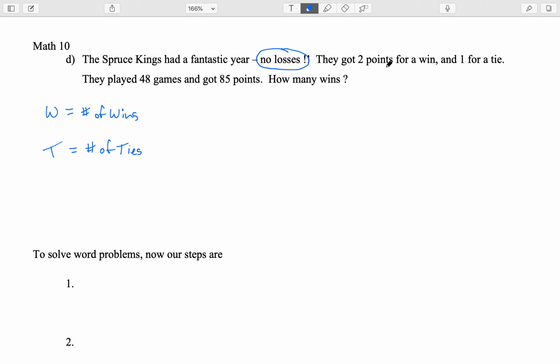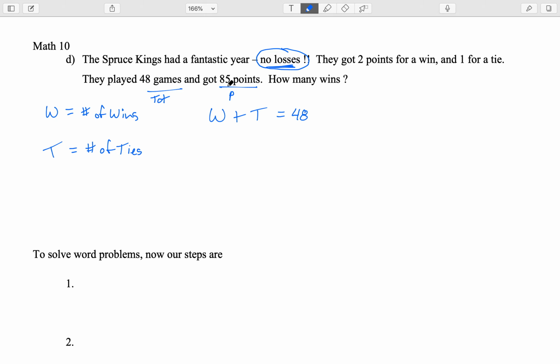It says they got 2 points. Oh, hang on. No losses, 2 points for a win, 1 for a tie. So that's the number of points, and there was 85 points. So I should just go wins plus ties is equal to 85. No. Careful. This is the points. This is their total. If I go W plus T, that's the total number of games. What about losses? There were no losses. So this shouldn't be equal to 85. This once again is the total. They played 48 games in total. W plus T is 48.